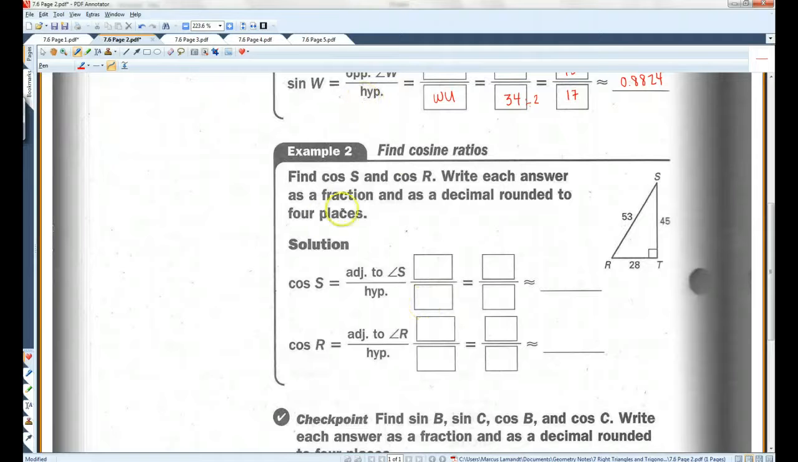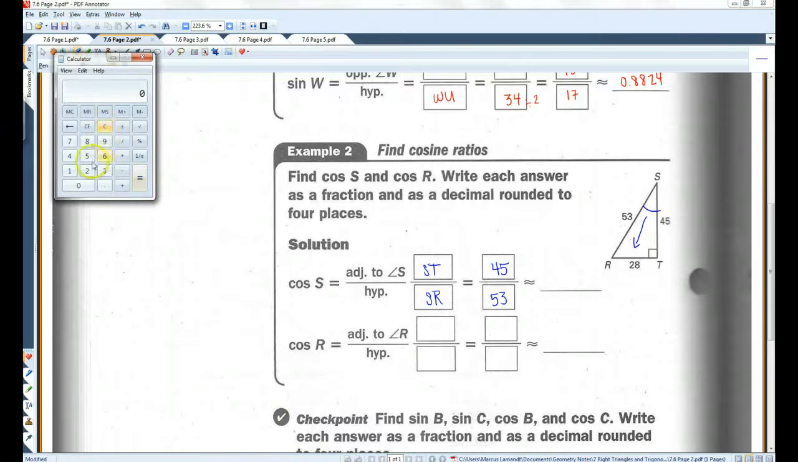Alright, cosine is adjacent over hypotenuse. Let's go back to blue. So cosine of S, this is the opposite, which makes 45 the adjacent. So ST is the adjacent, SR is the hypotenuse, ST is 45, SR is 53. You can't simplify that. Let's get our calculator out. 45 divided by 53 is 0.8491.